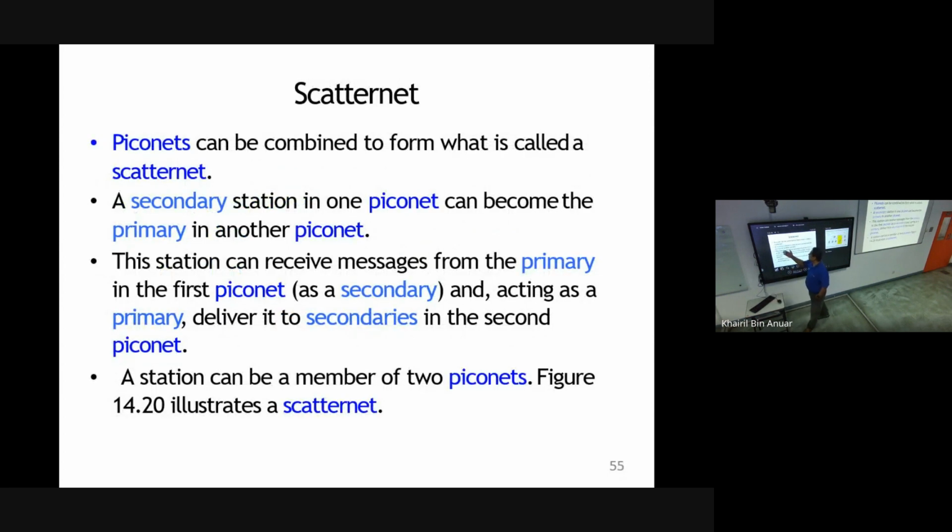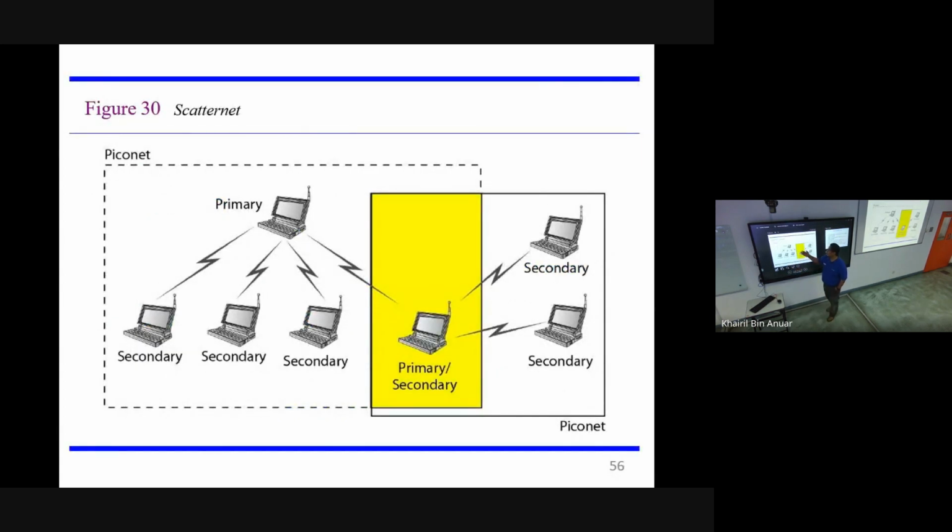And finally, we can say that Piconets can be combined to form what is called a scatternet. Okay? In this scatternet, the secondary, the one that I mentioned just now, can now become the primary of another Piconet. Okay? So then you can extend to 2 Piconets, and you will see something like this, where you have this one Piconet. Now one of the secondary of this Piconet becomes the primary of the other Piconet. Okay.